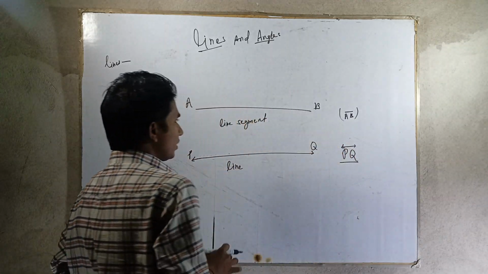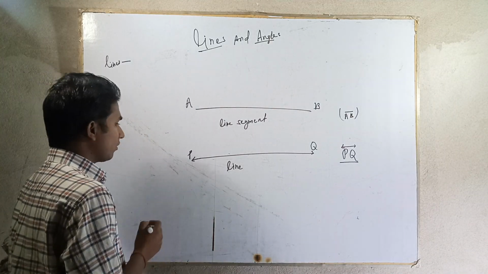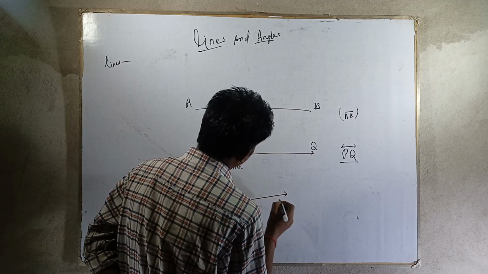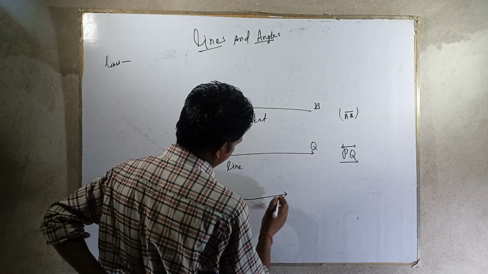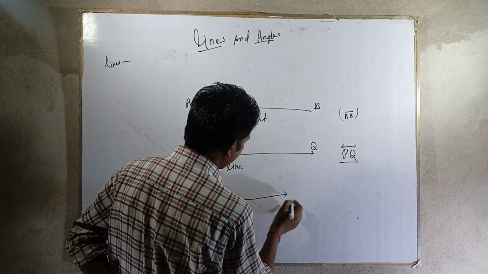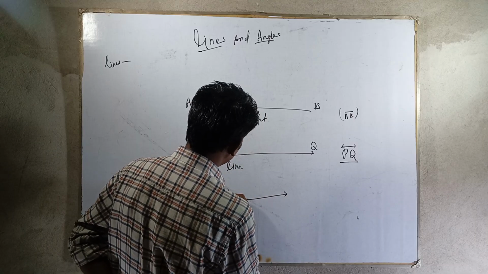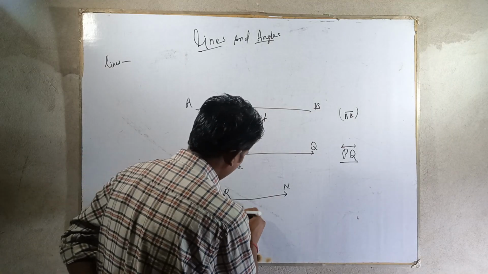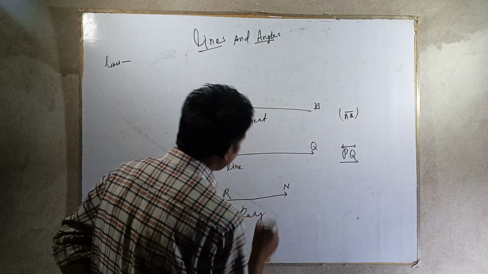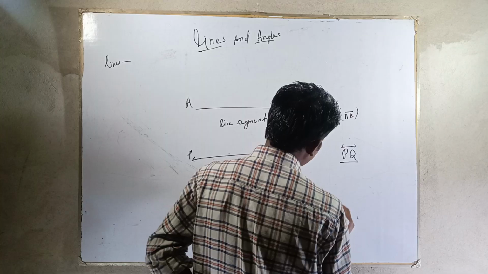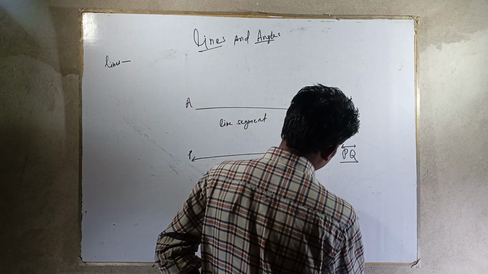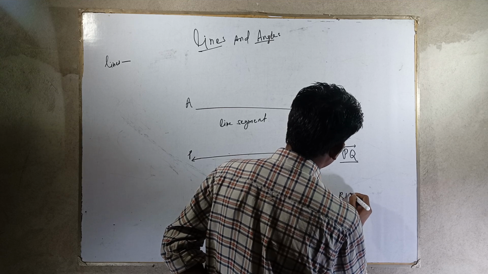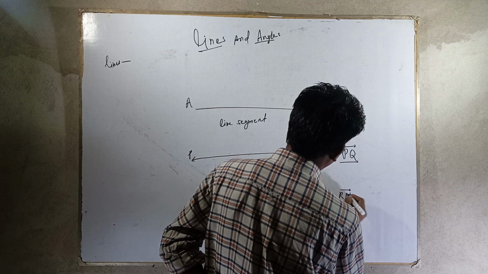Now a ray. It is formed when a line segment is extended on one side with the arrow sign. This is called a ray. It is denoted by a ray symbol like this.